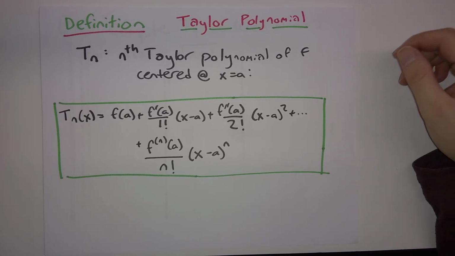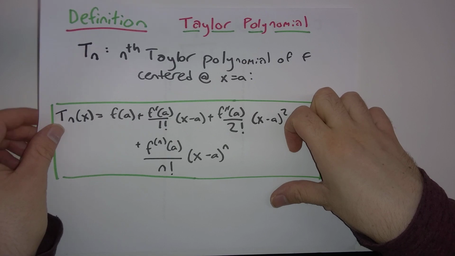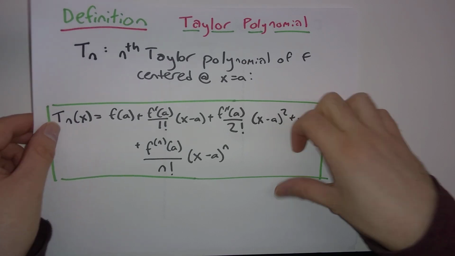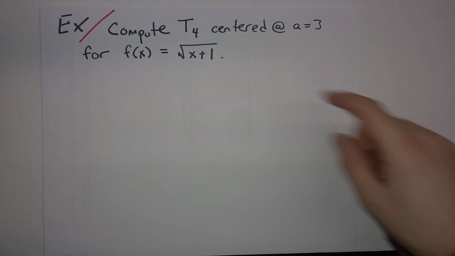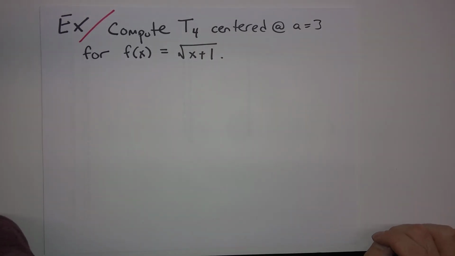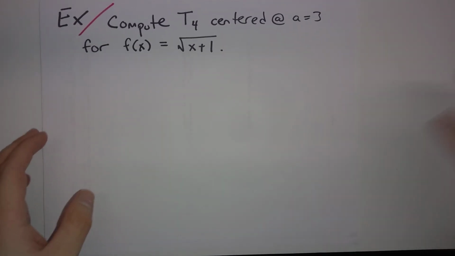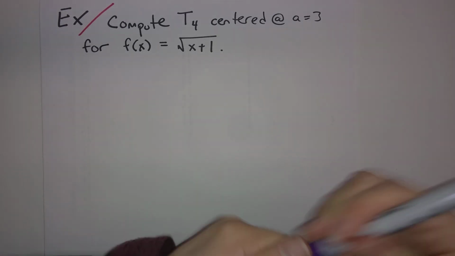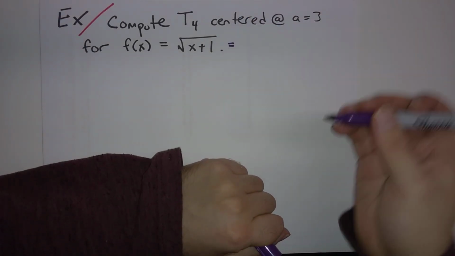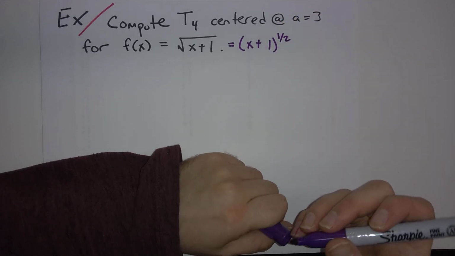Again, here's how we define Taylor polynomials. Let's use this formula here to compute specific Taylor polynomials in this particular case. So we want to compute T sub 4, the Taylor polynomial of degree 4, centered at a equals 3, for f of x equals the square root of x plus 1, and we're going to find it useful when calculating derivatives to write this as (x plus 1) to the 1/2.